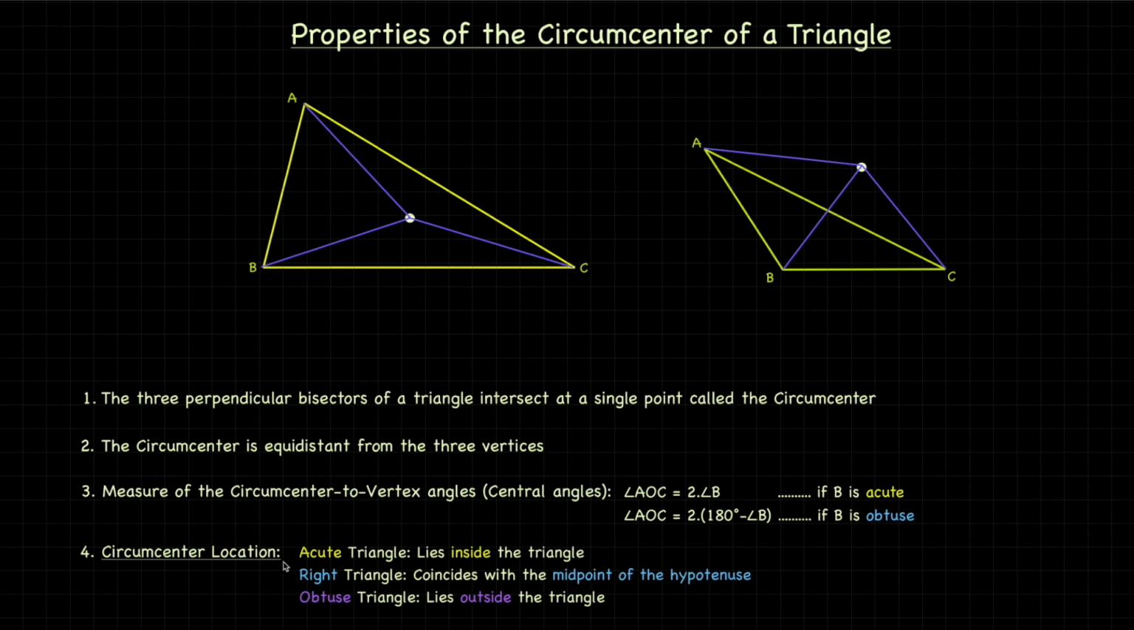The final property relates to the location of the circumcenter. For an acute triangle, it will lie inside the triangle. For an obtuse triangle, it will lie outside the triangle. And for a right angle triangle, the circumcenter coincides with the midpoint of the hypotenuse. Now let's look at how we can prove some of these properties.